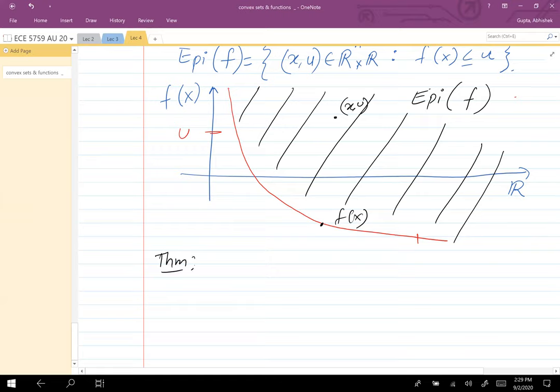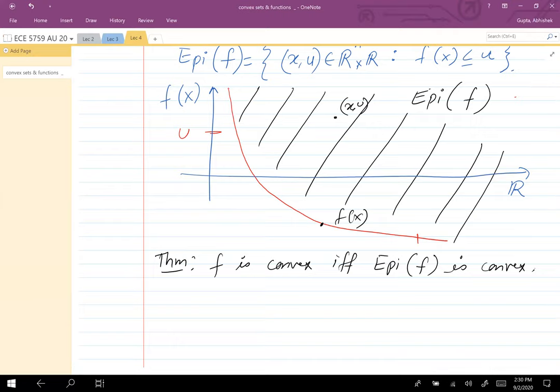convex analysis is: f is convex if and only if epi f is convex. So the epigraph of f is also convex. And this is a geometric definition of convexity of a function f.